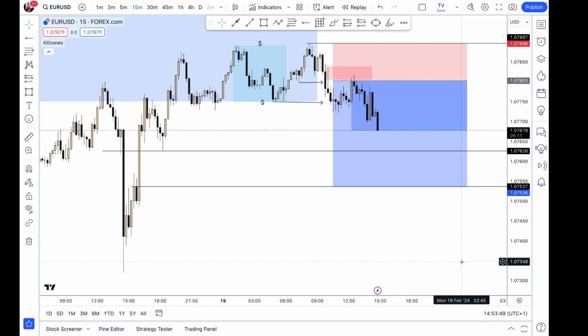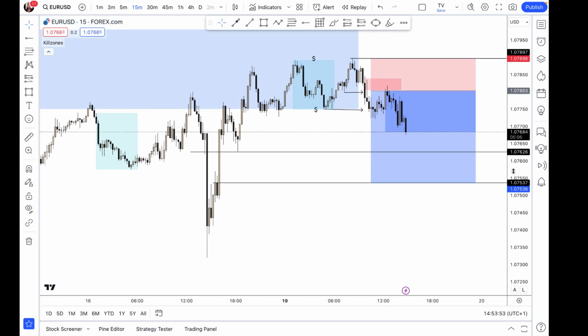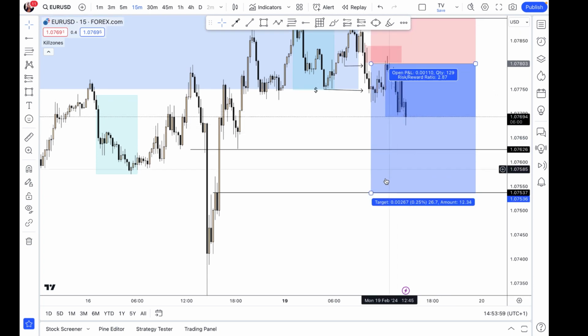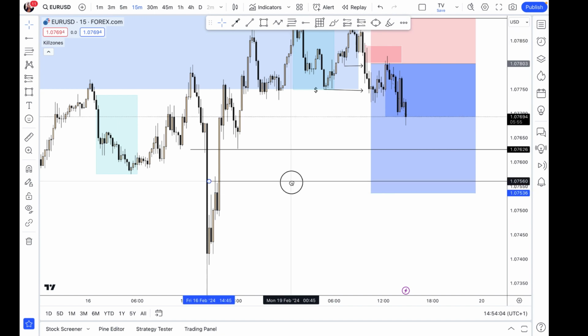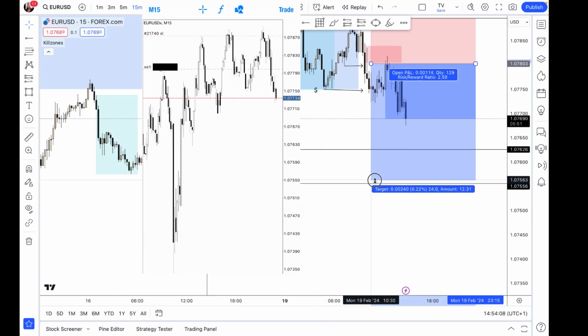So maybe that might be all for this video. I don't think there'll be need to come back later to update. I will just probably put my MT4 screenshots for you to see my entries. So I believe this will still drop further into this zone right here. I believe price is still going to drop.